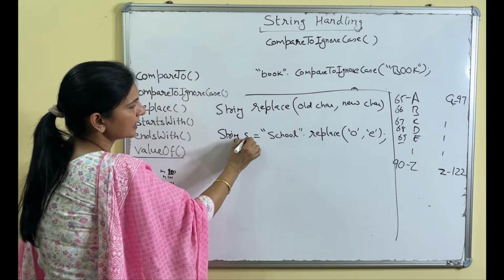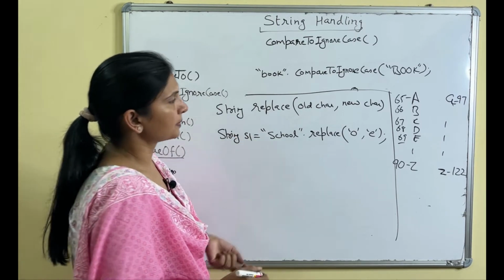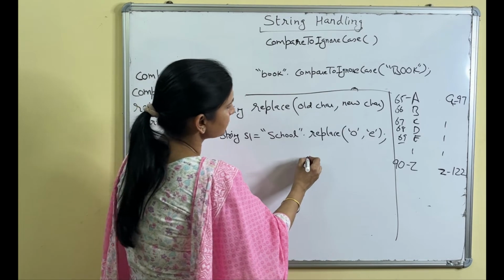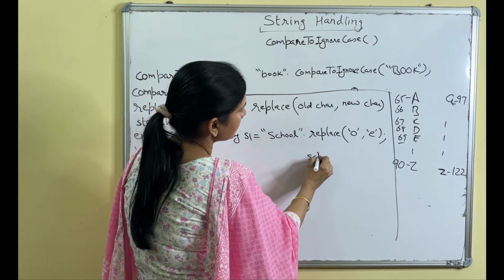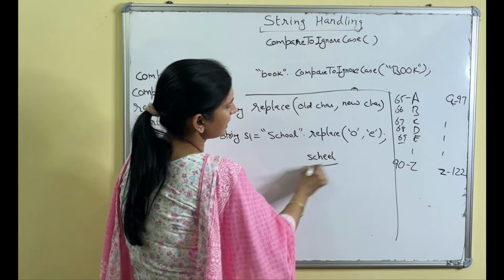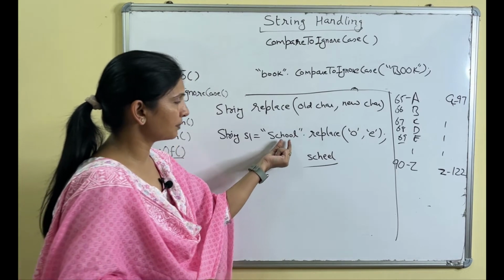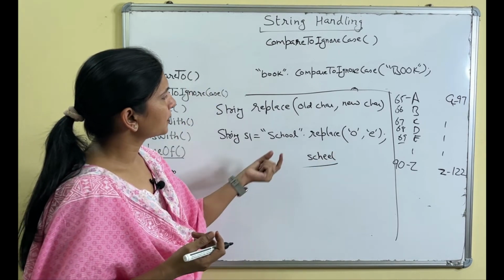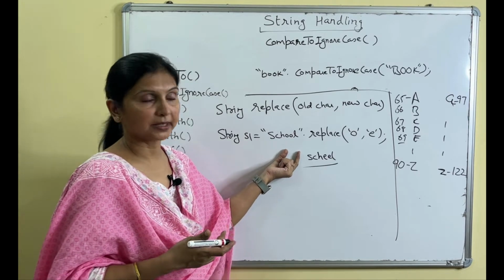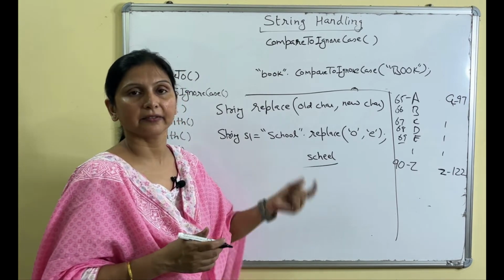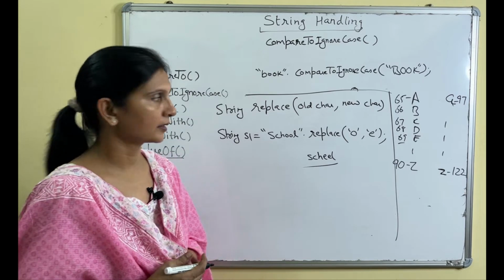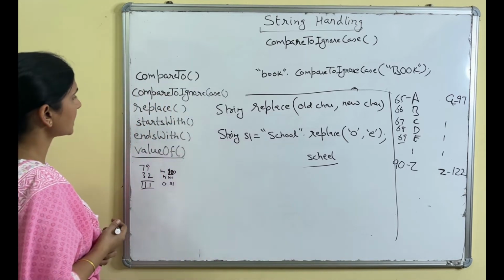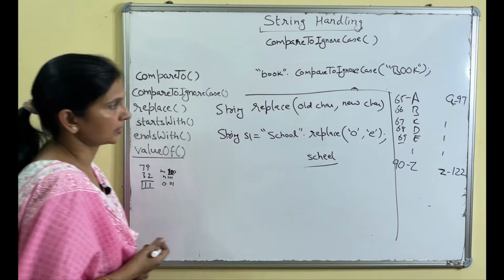So I will assign it to string S1. So when I display S1, what should be displayed? SCHEEL. Why so? Because we have replaced O with E. Suppose the character is repeated at many places, it will be replaced at every place.